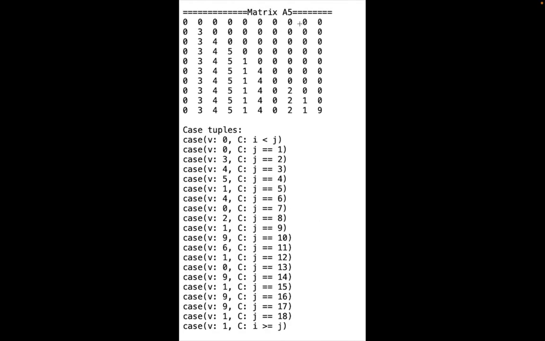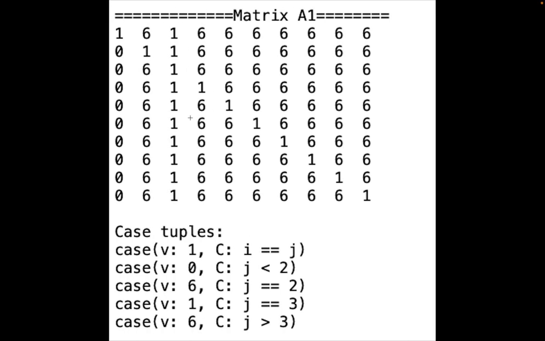We have matrix A5 here, for example. These are the cases and these are the values it gets. And this is a 10 by 10 matrix. For example, if the column number is 1, those values will all be 0 and we can see that it's satisfied here like this. Matrix A1 is still a 10 by 10 matrix, but we can see it has fewer cases, so it's possible to cover more elements with fewer cases.